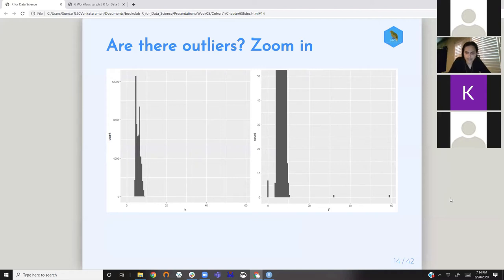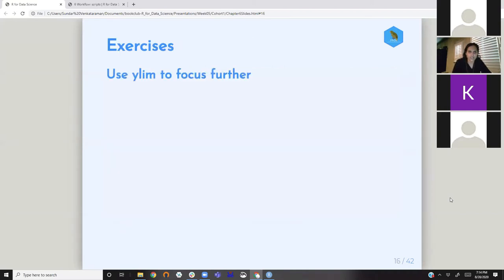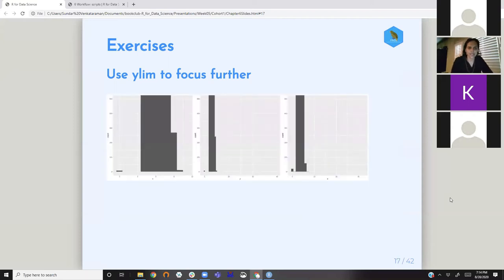Suffice to say, you can start to see these little bars showing up when you're zooming in, which you would not see if you were looking at it from a bird's eye view. So let's look at some of the exercises. I didn't have the time to get into all of them, but just a few which I thought would drive home the points that Hadley was making in the subject matter.